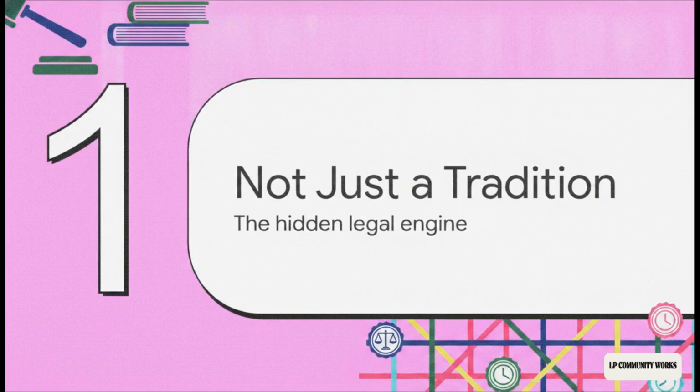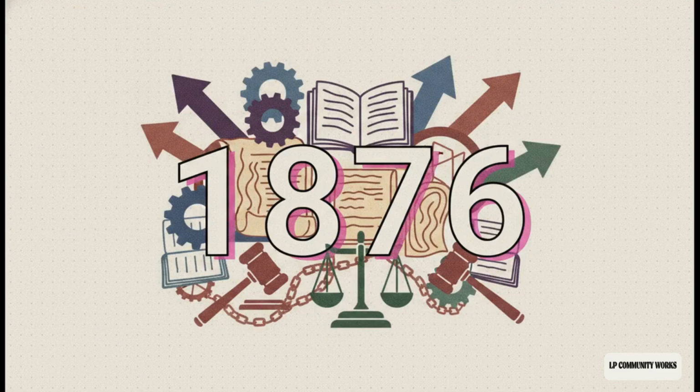Starting off with Section 1, not just a tradition, the hidden legal engine. Believe it or not, the bones of your modern meeting agenda go all the way back to 1876. Yep, that's when Robert's Rules of Order was published. And over the years, public agencies and nonprofits have taken that exact framework and layered on their own crucial legal compliance rules. So what looks like a dusty old habit is actually a highly evolved procedural engine, designed to keep every single decision safe and binding.